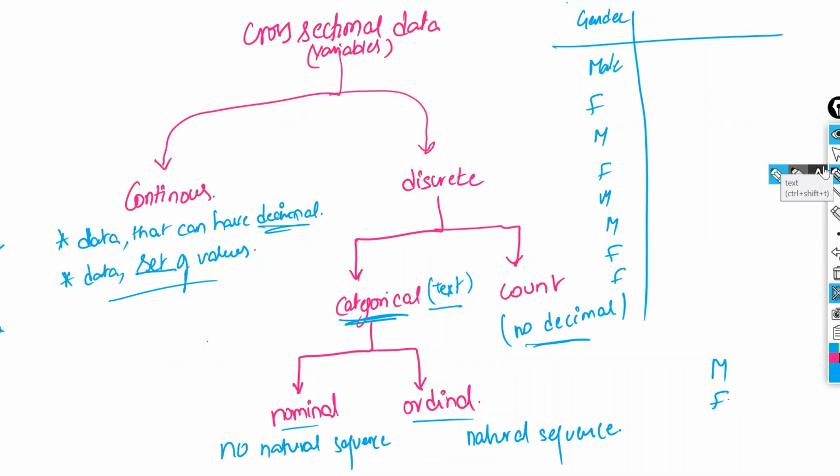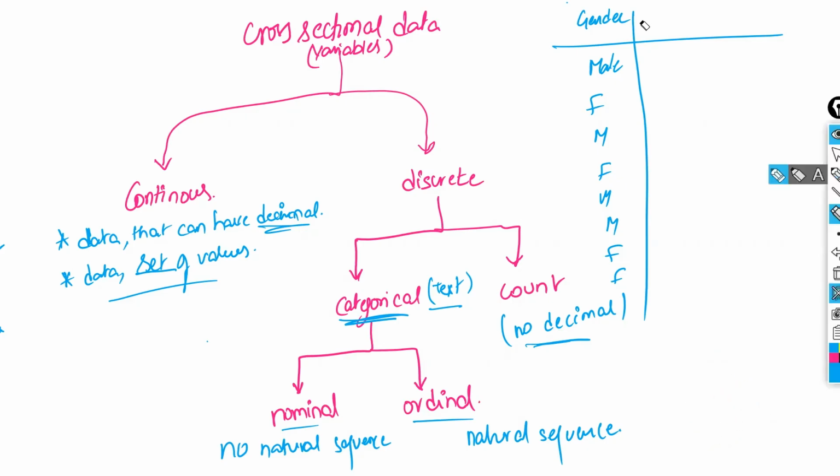Males generally feel that we are great compared to females. Females will feel that we are greater than males, right? That is from their perspective only. But there is no natural sequence between them. So it is considered nominal data. If there is a natural sequence, then it is considered ordinal data. An example of nominal data is male and female. This is one example.